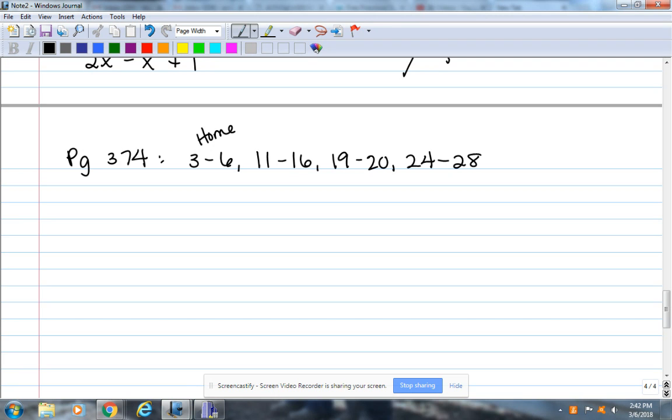What? There's my folder. La, la, la, la, la. Chapter 4. Factor. And then systems of equations.